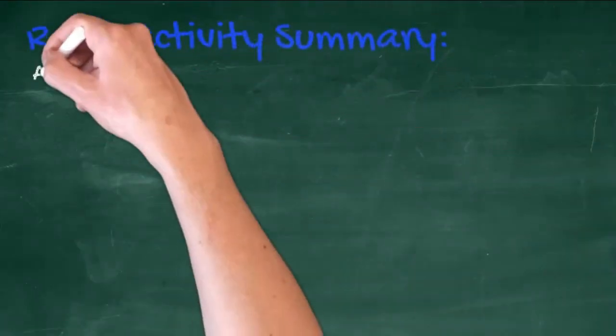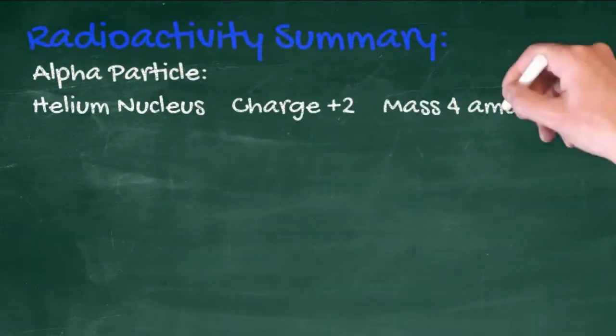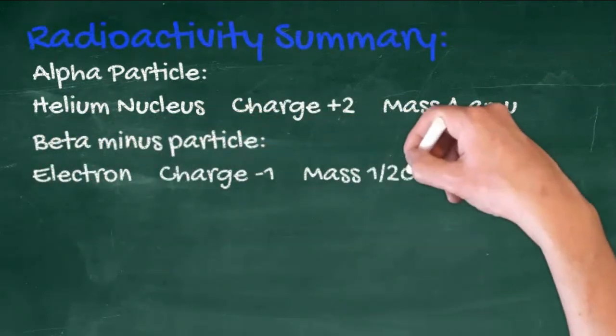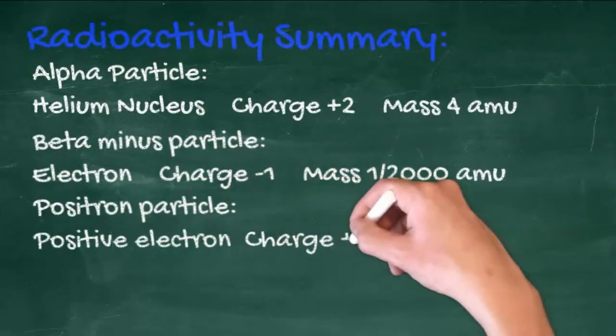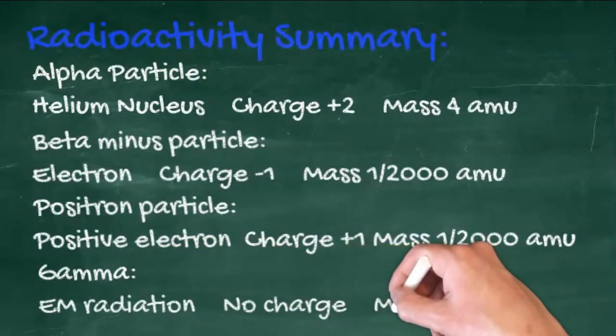To summarise, we have large alpha particles with a 2+ charge. We have positive electrons, positrons, and negative electrons, beta-minus, both with a tiny mass. And finally, gamma rays, which are electromagnetic radiation.